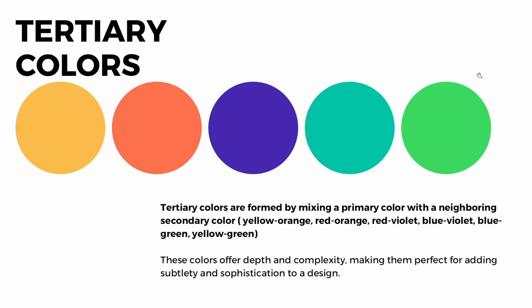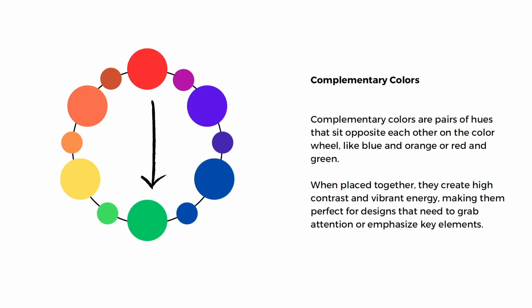And then when we mix a primary and a secondary, we're going to get our tertiaries. And we usually name these by the primary first. So it's our yellow-orange, red-orange, red-violet, blue-violet, blue-green, and yellow-green. These have a little bit more visual depth, a little bit more complexity, and they're perfect for the more subtle range of your designs.